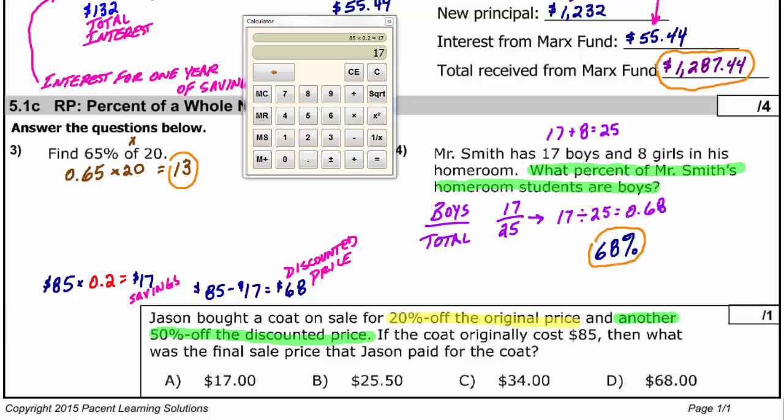And then we're going to take 50% off that. And several of you have correctly said, oh, if you're taking 50% off something, you can just divide it in 2. That's correct. 50% off is the same as dividing by 2. We divide that by 2, and we get a final price of the coat, $34.